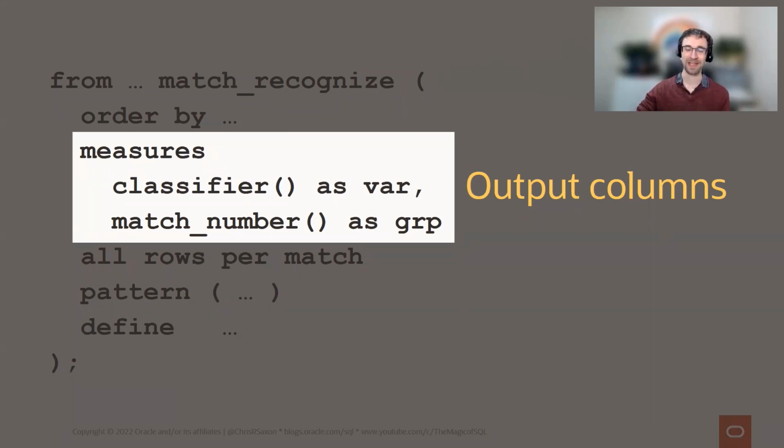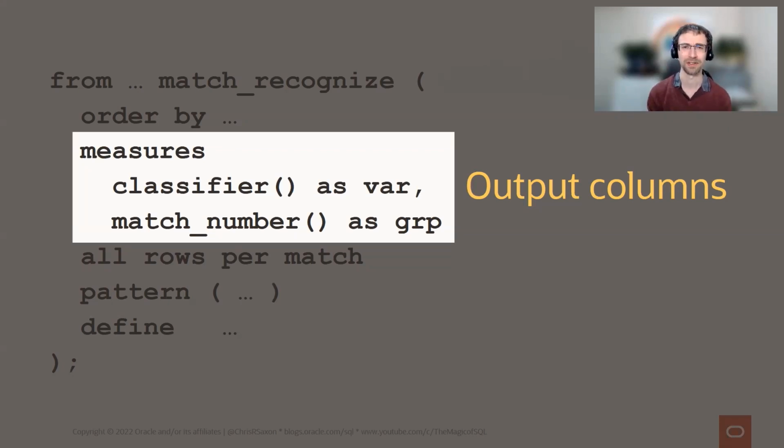I thoroughly recommend, no matter what you want the final output to look like, that you include these, because classifier returns the name of the pattern variable that the row matches. If you don't know what that means, don't worry, we'll get to that in a bit. And then match number is the number of the group. So this will group rows together. It starts with 1, so we'll go group 1, 2, 3, and 4. We'll see in a bit more detail how these work in the future.